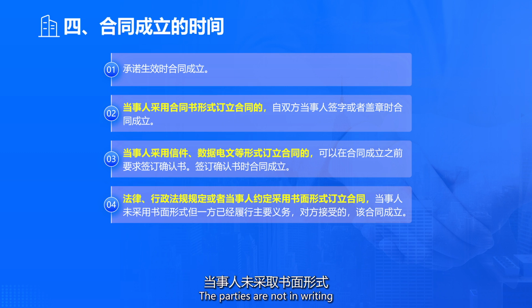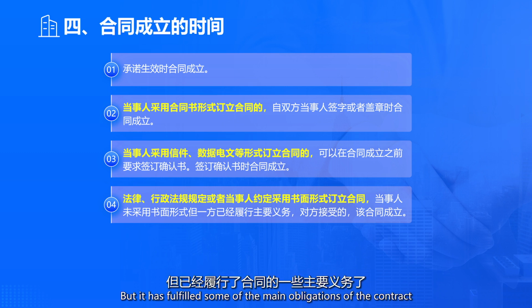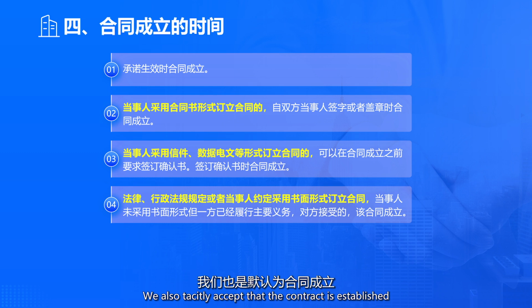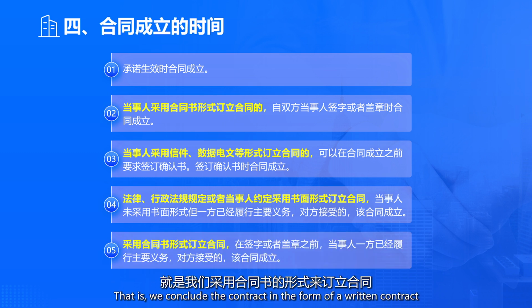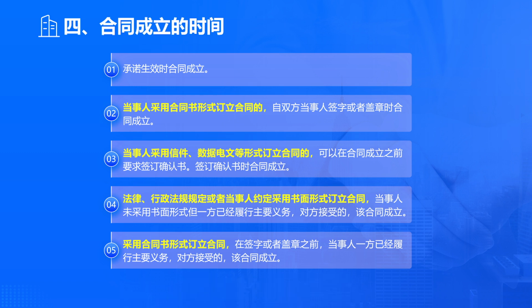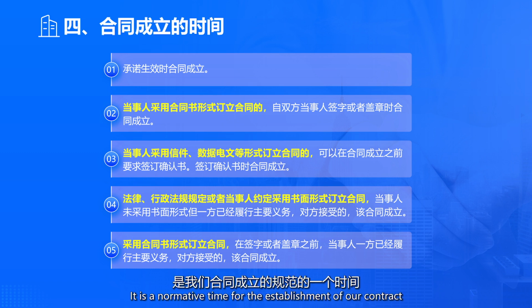The parties are not in writing, but it has fulfilled some of the main obligations of the contract. It's not signed at this time, but I've done something that I'm obligated to do. Then the other party accepted, have already acquiesced. So this time, we also tacitly accept that the contract is established. The last case: we conclude the contract in the form of a written contract. Before you sign or stamp, a party has fulfilled its principal obligation and it is accepted. Then this contract is also valid. So these 5 scenarios are the normative time for the establishment of our contract.